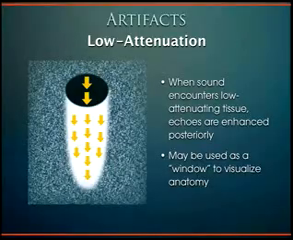Now, it is important to understand a couple of artifacts related to bladder ultrasound. One artifact is the fact that the bladder is a low attenuating structure. In other words, when sound encounters the bladder, the echoes behind it are enhanced, and that's why there's such a hyperechoic area posterior to the bladder. Therefore, that's also why we use the bladder as a window to visualize the anatomy posterior to it, the anatomy of the pelvic contents, such as the uterus and the prostate in the male.